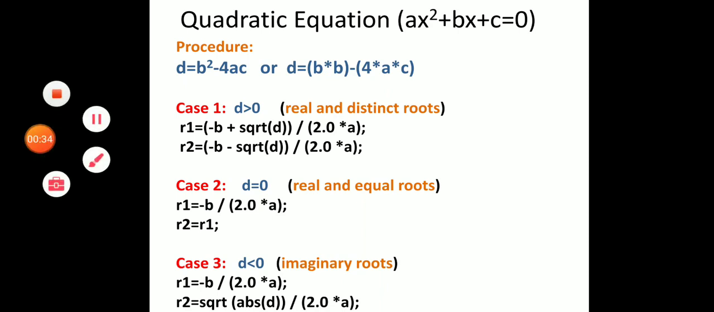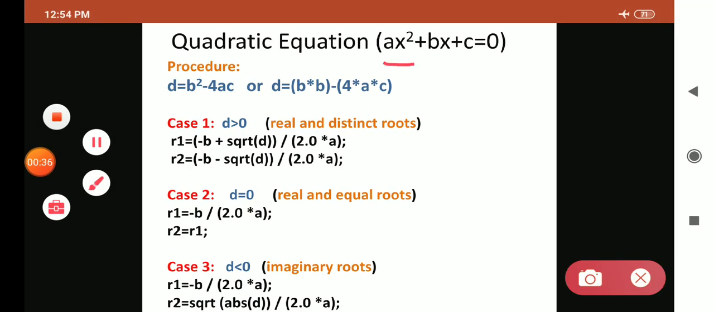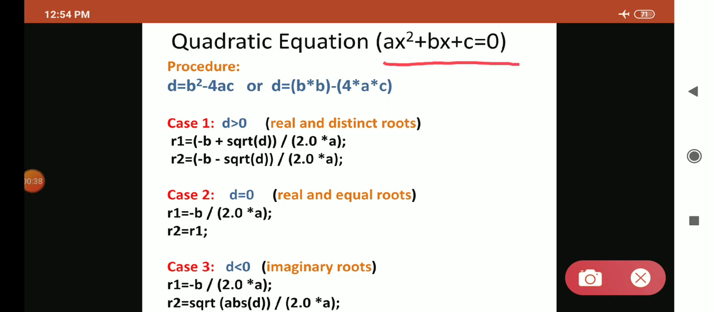To start with its general form, the general form of a quadratic equation is ax square plus bx plus c is equal to 0. In this equation, if the value of a is equal to 0, then ax square will be 0. Then the remaining equation will be only bx plus c is equal to 0, which is not a quadratic equation. Therefore, in a quadratic equation it is important that the value of a should not be equal to 0.